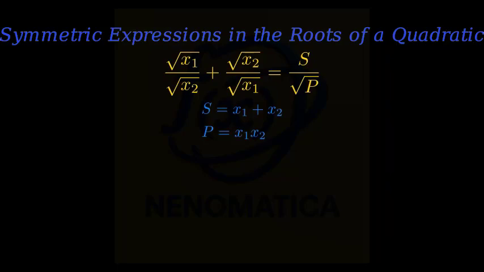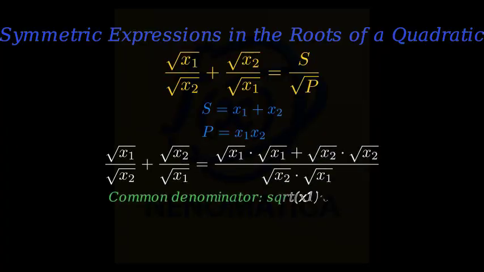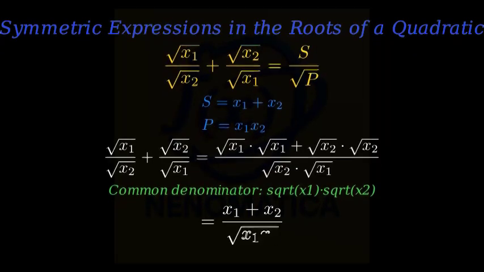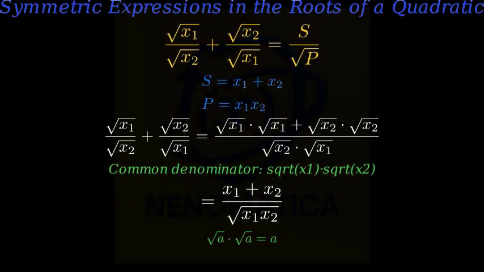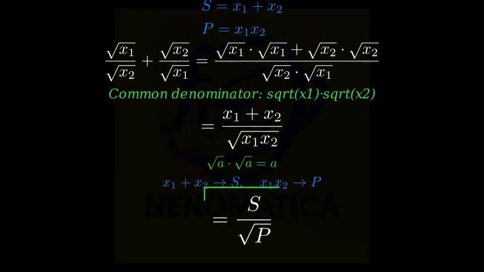Step 1. Combine the two fractions using a common denominator. The common denominator is the product of the two square roots, namely square root of x1 times square root of x2. Step 2. Simplify each product of identical square roots. Square root of x1 times itself is x1, and similarly for x2. Step 3. Use the symmetric definitions. Replace x1 plus x2 with s, and replace x1 times x2 with p.